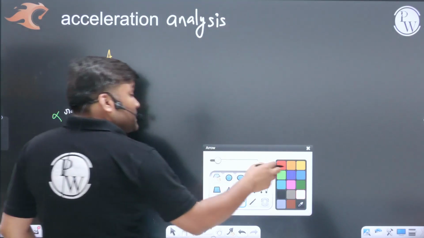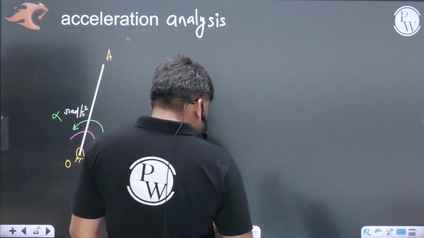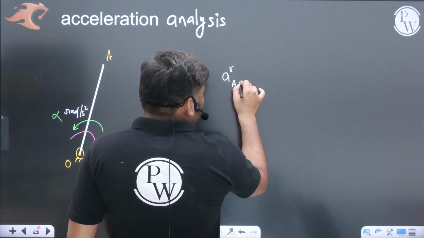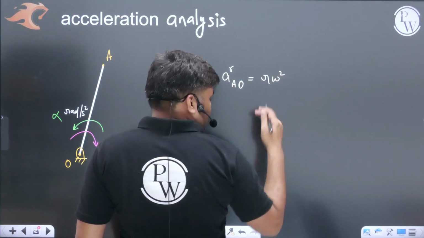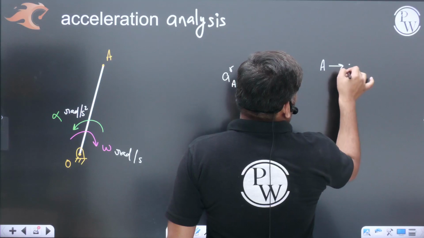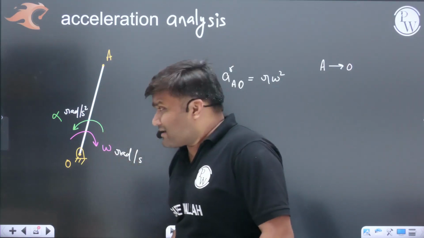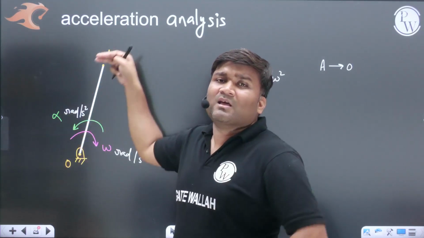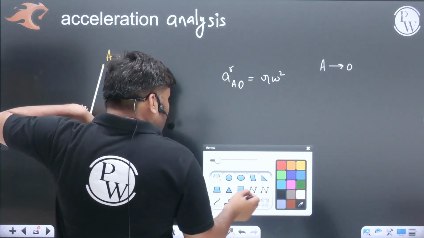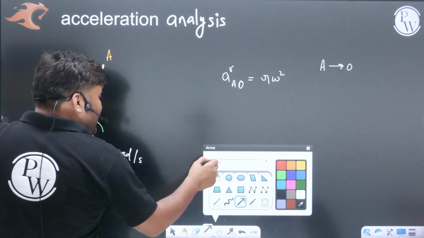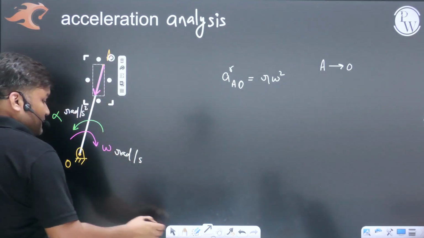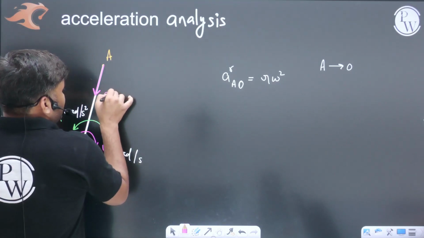there are going to be two components. Whenever a body is rotating, the very first component is called the radial acceleration. The radial acceleration of A with respect to point O is nothing but R omega square, beta. Centripetal acceleration, always towards the center, from point A towards O. The direction is always towards the center, doesn't matter whether you are moving clockwise or anticlockwise. So you will draw the radial component of the acceleration of point A. Where? If there is rotation, the radial acceleration will be towards the center, something like this. This is the radial acceleration of point A with respect to O.